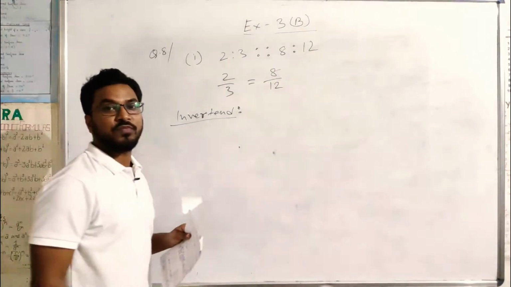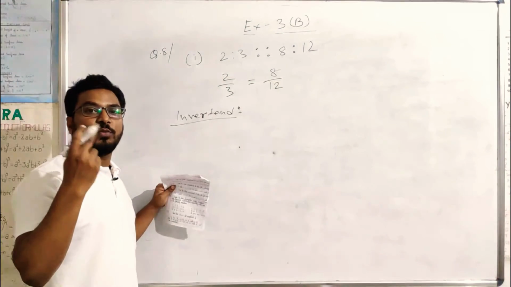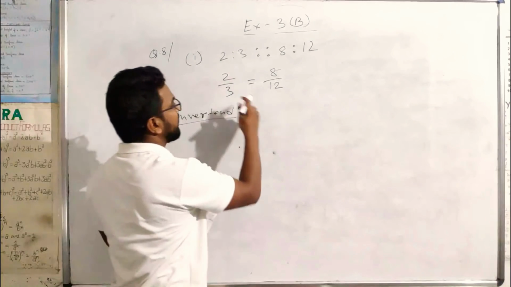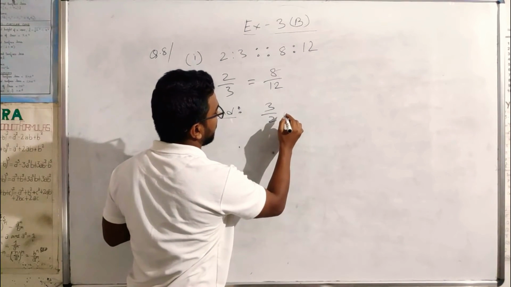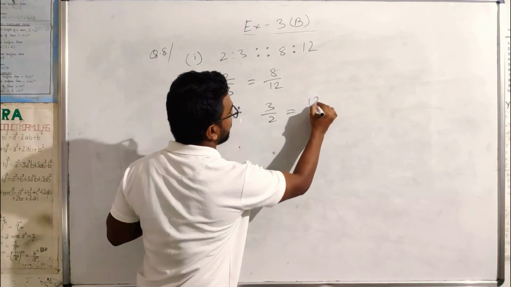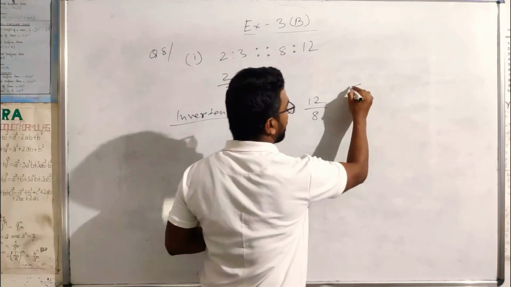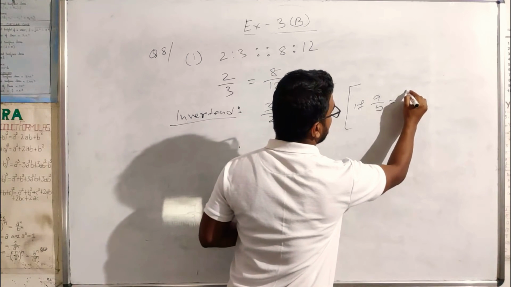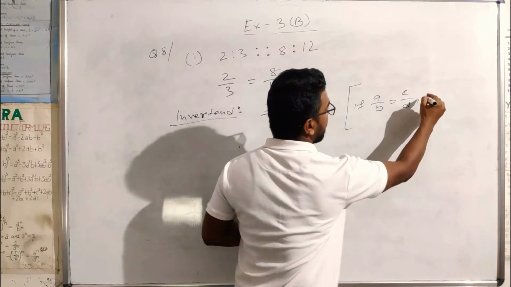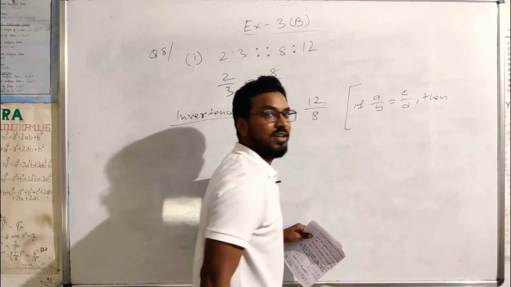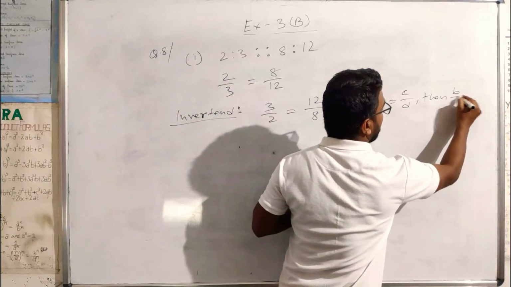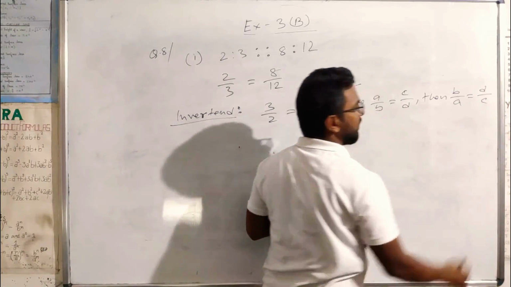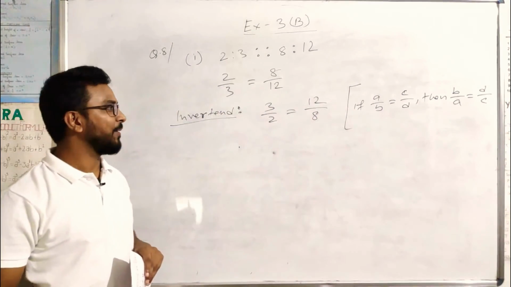Invertendo, how can you write? Invertendo means the numerator becomes the denominator and the denominator becomes the numerator. So this can be written as 3 ratio 2 is proportional to 12 ratio 8, because the formula was: if A by B is proportional to C by D, then it can be written as B ratio A is proportional to D ratio C. That was the formula. Okay.